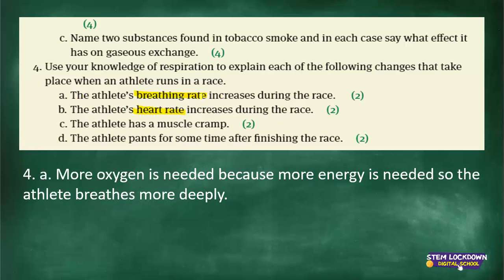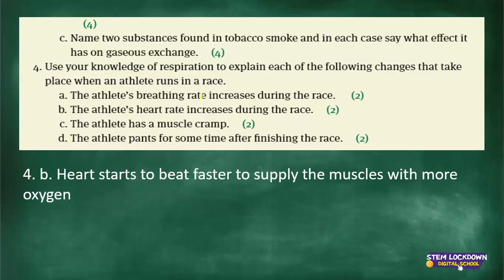Why is the heart rate increasing then? Heart starts to beat faster to supply the muscles with more oxygen. Remember that the oxygen-rich air will be transported to the lungs, and then there'll be a pulmonary vein that will collect this oxygen to the heart. And then from the heart, it will be pumped to the rest of the body's organs that might need the energy or the oxygen supply.